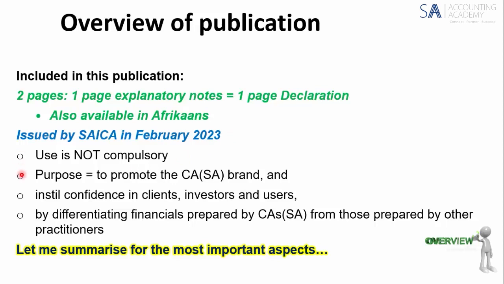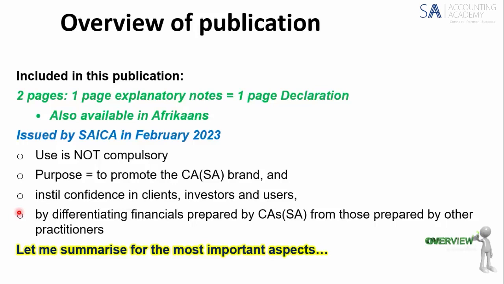It is there rather to promote the CASA brand, as well as instilling confidence in clients, investors, and the users of the financial statements by saying, you know what, the fact that this was prepared by a CA differentiates our financials from those prepared by other practitioners. Because we are worried about the public interest. And SAICA says that if you want to be a member of SAICA and you want to call yourself a CA, you pay your fees and you have to adhere to a very strict professional code of conduct. By doing that, that then sort of sets us apart from other entities that cannot make that declaration.